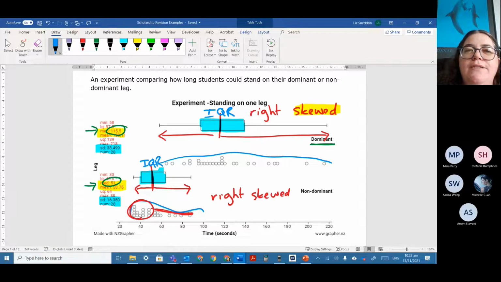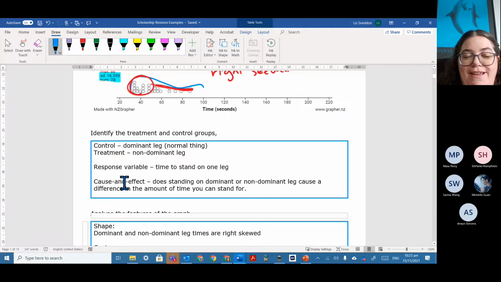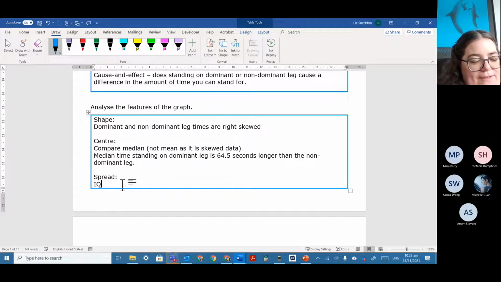If we've got right skewed data, which one's more stable? We're going to go with our interquartile range. Yep. So we're going to go with the interquartile range because that is more stable when we have skew data.